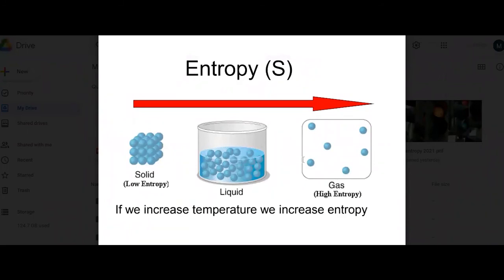Now, take a look at the change in state process. We can see that this is solid, low entropy, changing to liquid, and then to gas. If we increase the temperature, we increase the entropy. The gas has high entropy because it is highly disordered.